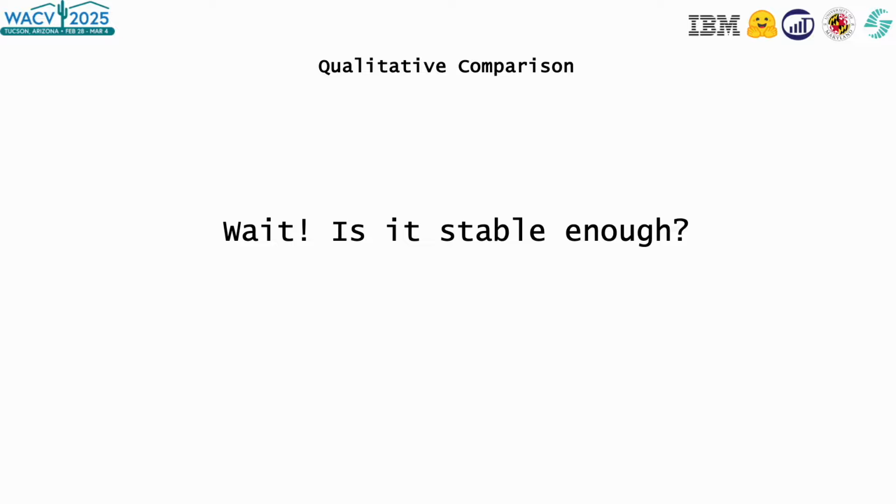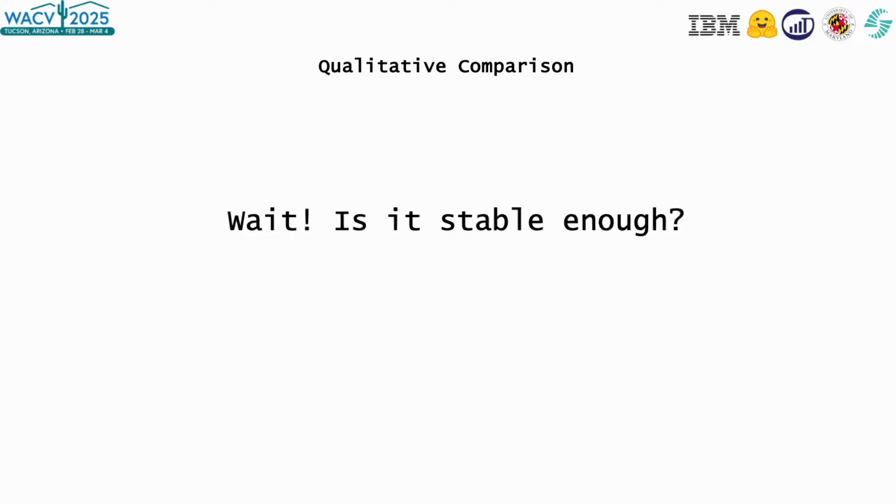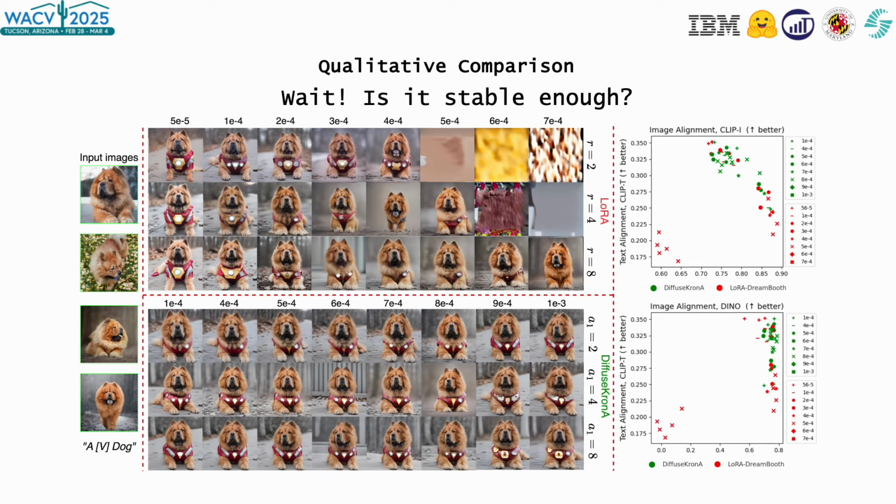A major question lies ahead. Even though the numbers are good enough, is the method stable? This image vividly demonstrates that DiffuseKronA consistently produces high-quality images across a broad spectrum of learning rates, all while maintaining impressive CLIP and DINO scores.